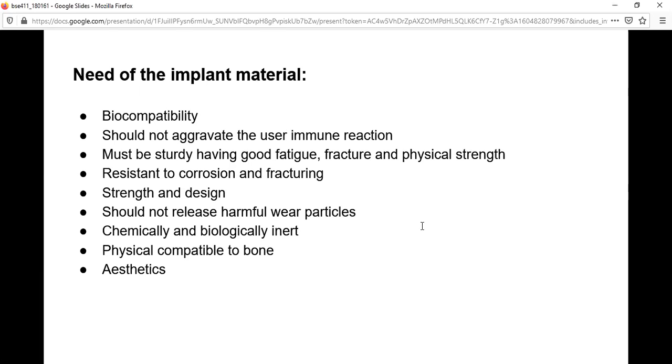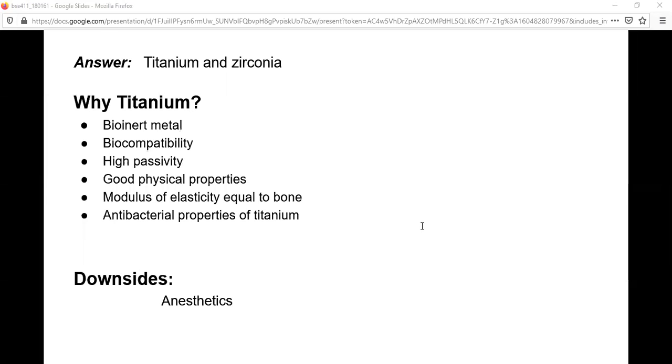So titanium and zirconium are the materials of choice in implant materials. Titanium is a bioinert material having excellent biocompatibility. It shows permanent affinity with the bone. It has high passivity and good physical properties. Also, its modulus of elasticity is nearly equal to the bone.